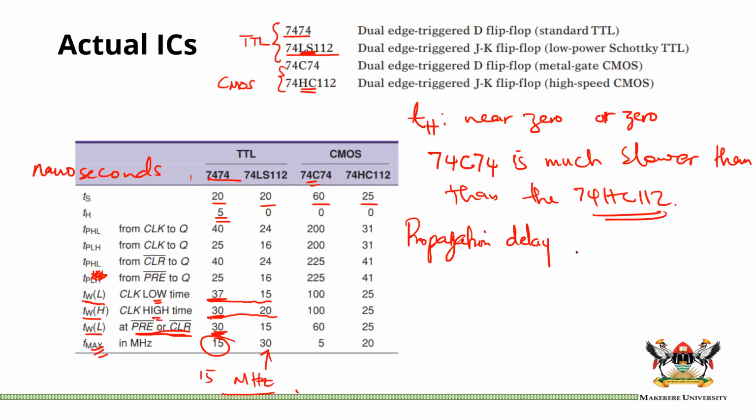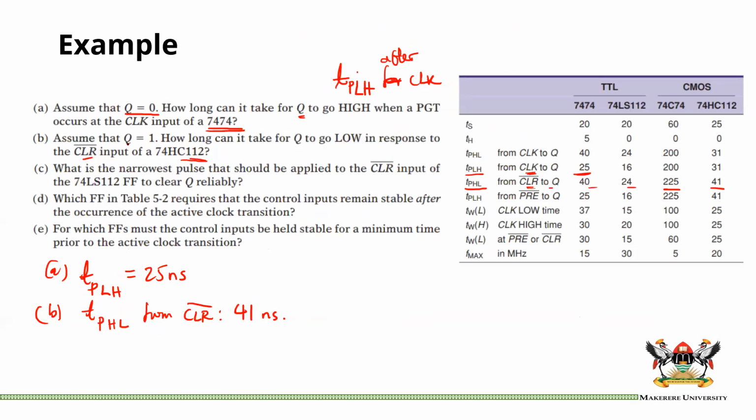And then the delays are either low to high or high to low. So when you see a question like that, if we are assuming that Q is 1, then it means that Q will go low. So we are looking for the propagation delay from high to low. And then they've told you in response to a clear input. Remember, it can also be in response to the clock. Okay, but in this case, it is in response to the clear input.